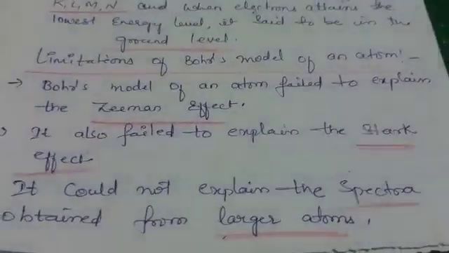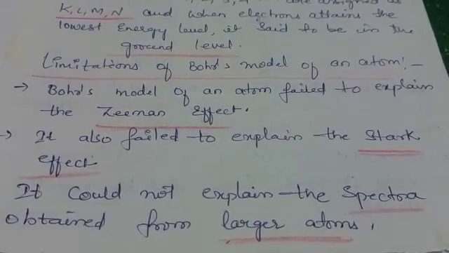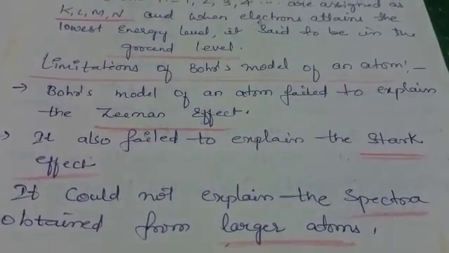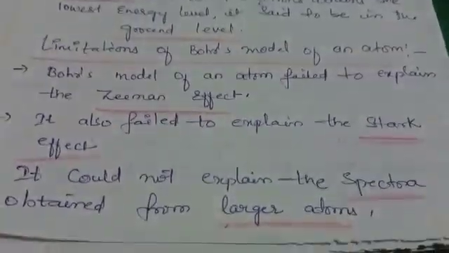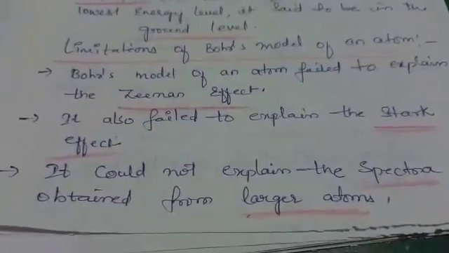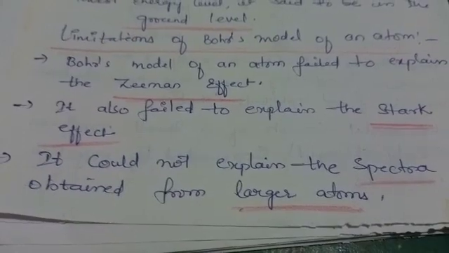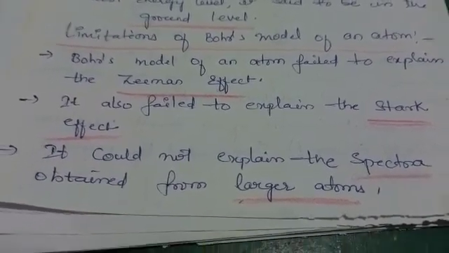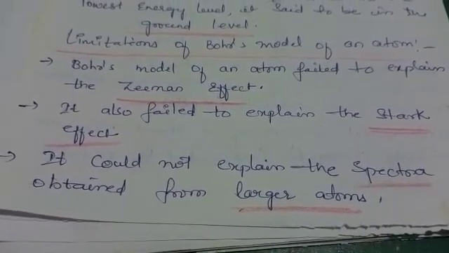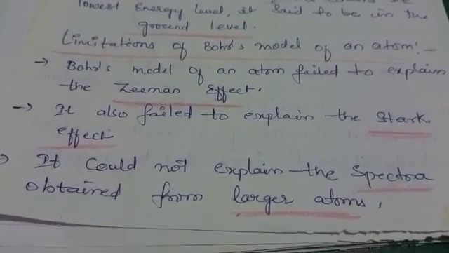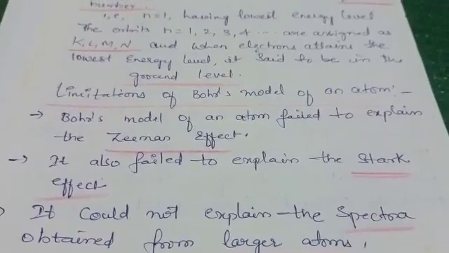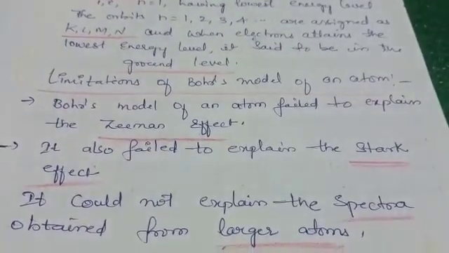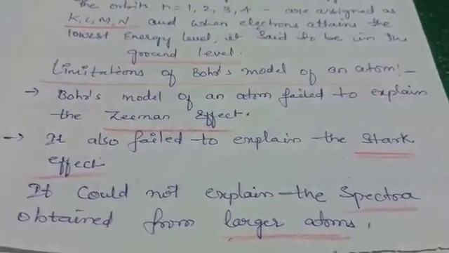What could Bohr's model of an atom not explain? It failed to explain the Zeeman effect, and it also failed to explain the Stark effect. It could not explain the spectrum obtained from larger atoms. Spectra means what? It is a wavelength, right? Light. We will be discussing the Zeeman effect, Stark effect, and spectra in the next class.